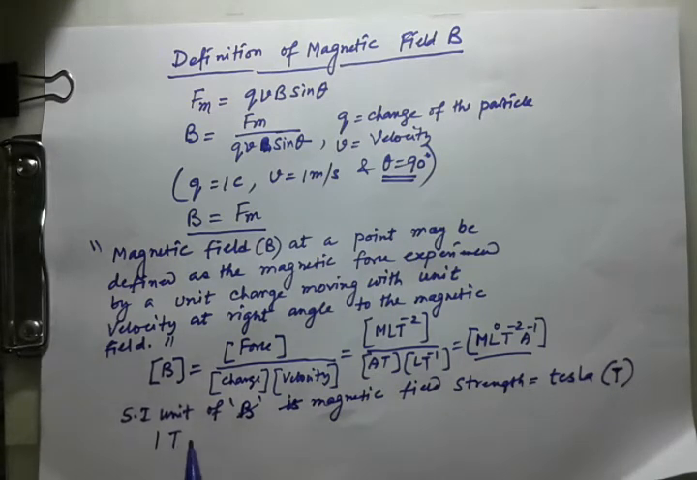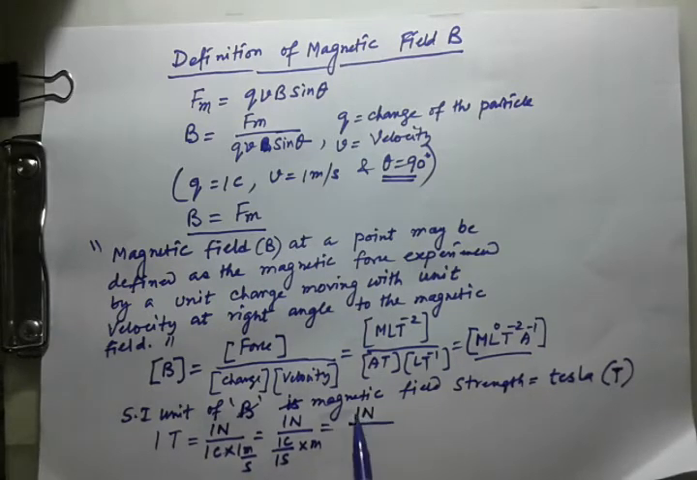1 tesla, 1 T, is equal to 1 newton divided by 1 coulomb into 1 meter per second. Now if I bring the second up, you get 1 newton by 1 coulomb per second into meter. What is coulomb per second? It is nothing but ampere. So 1 tesla is 1 newton by 1 ampere into meter, or you can say newton meter to the power minus 1 ampere to the power minus 1. This is also tesla. Now if the question comes, what is 1 tesla? 1 tesla is the magnetic field of a conductor of unit length carrying unit current and experiencing a force of unit newton.